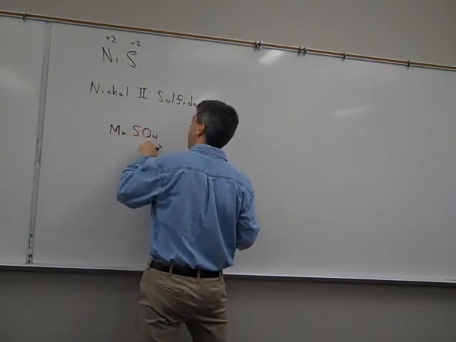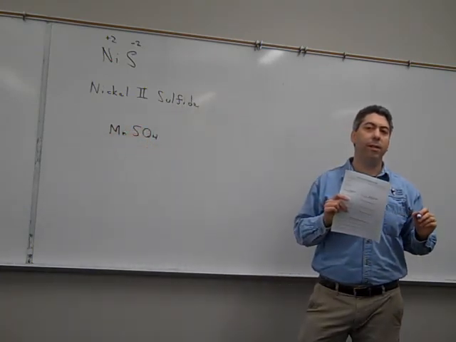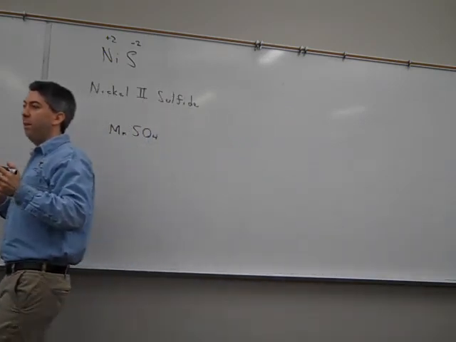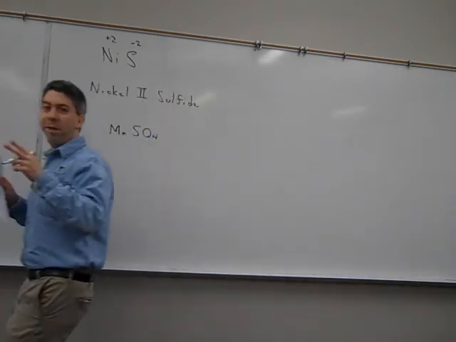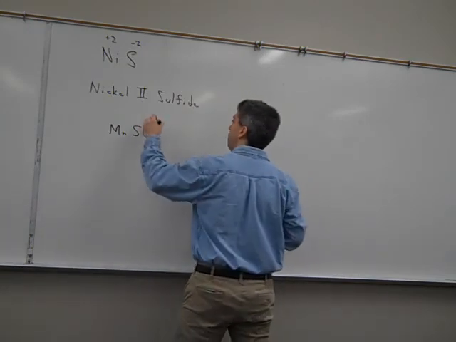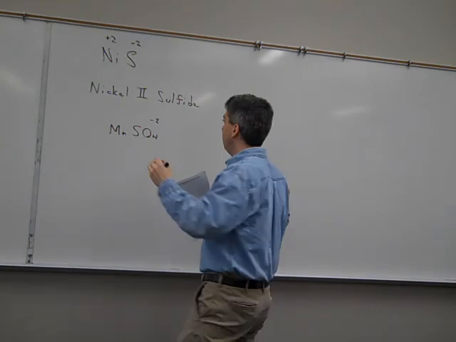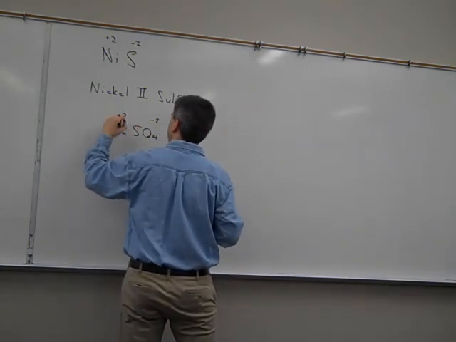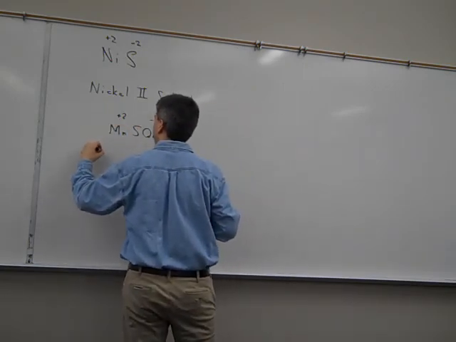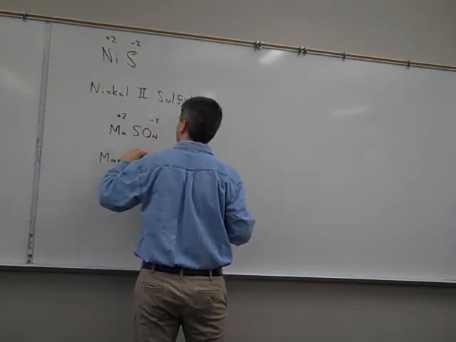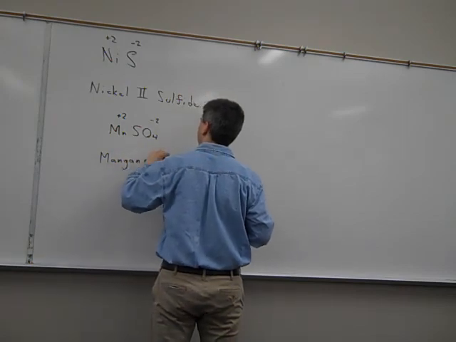MnSO4. Now what's this SO4? A polyatomic ion. What's its name and its charge? Sulfate, 2- charge. So we have sulfate with a 2- charge, and that means manganese has what charge? +2, because there's only one of each. So this would be manganese(II) sulfate. Excellent.